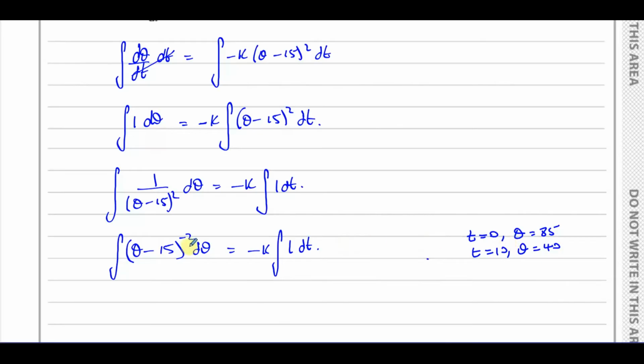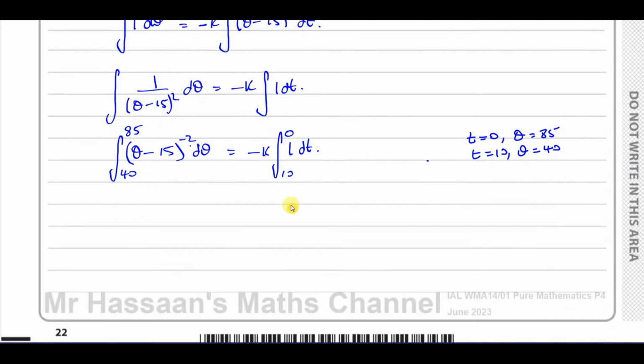So I know this side is where you have theta. You know when theta is 85, that's when t is 0. And when theta is 40, that's when t is 10. So you have here something which you can deal with now. So now we're going to integrate this. If you integrate this side, you're going to have your square bracket because we're going to put limits in now. If you integrate this, you're going to add 1 to the power.